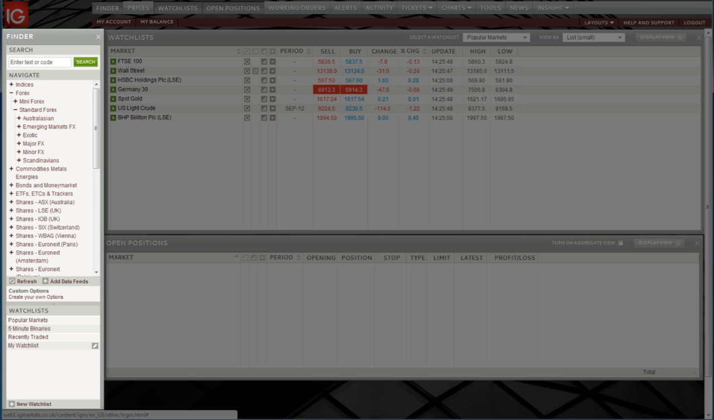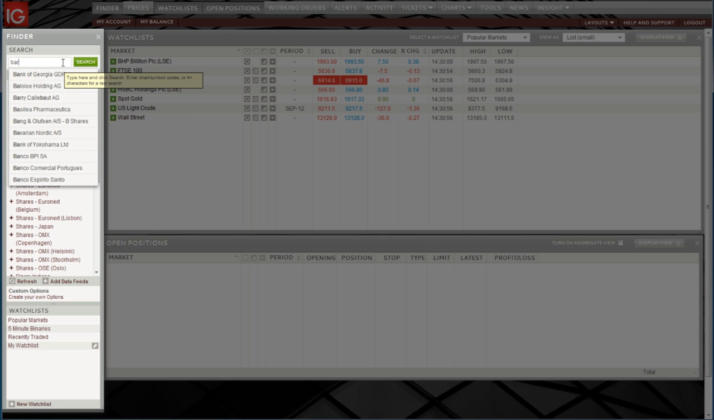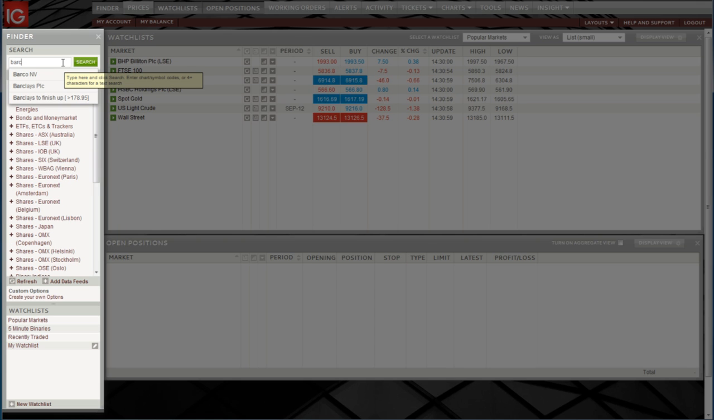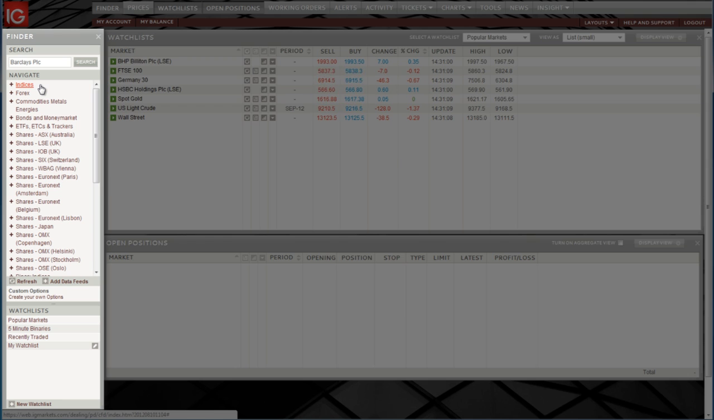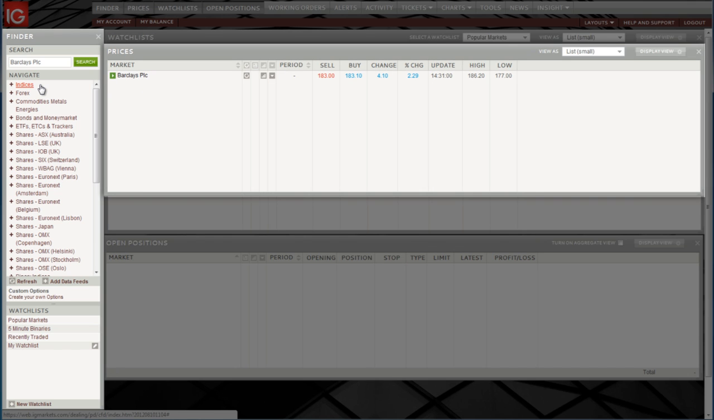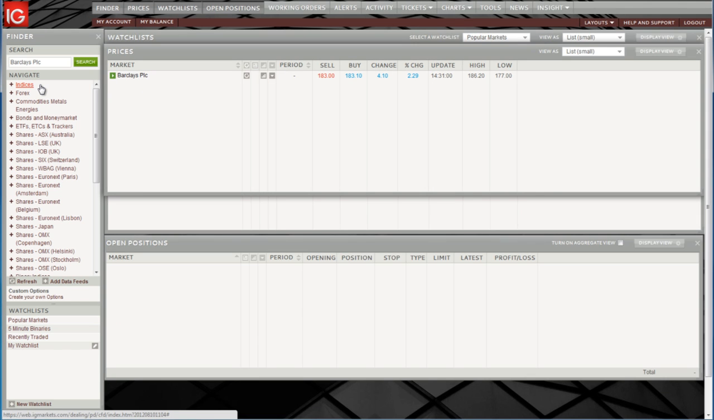For example, let's say we wanted to find Barclays, the well-known UK banking share. If we start typing in the first few letters of the company, it will bring up all markets that match that. If I select this, it will bring up a window showing our Barclays CFD price.